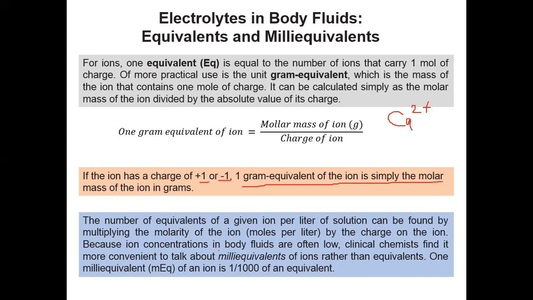So very many times we are using milliequivalents instead of equivalents because it's more convenient, because actually the amount of ions in blood is very small. It's not that much to measure in equivalents. So this is why it is just measured in milliequivalents, okay?